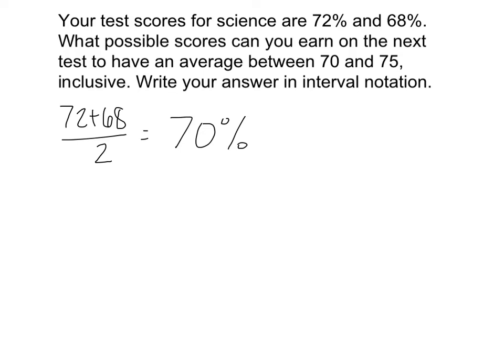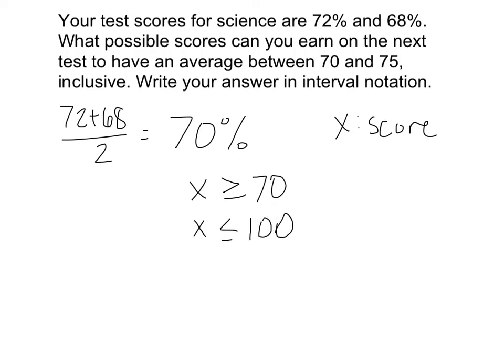So if I want to score between 70 and 75, I have to get at least a 70. So we'll put x as our score. And my answer has to be greater than or equal to 70. Or my test score has to be greater than or equal to my average in order to keep it there. But what's the highest I can get? Well, the highest grade you can get on a test is 100. So you also have to take that into account. So x is greater than or equal to 70, and x is less than or equal to 100.